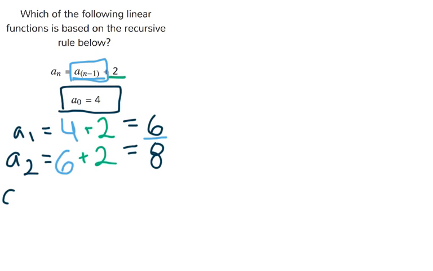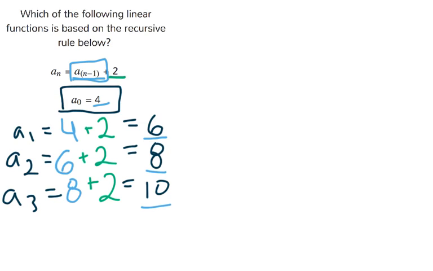Let's go ahead and do another one. A sub 3 equals the previous value, which is 8. And then we're going to add 2 because that's what our rule says to do. And 8 plus 2 equals 10. Okay, so we have a few values here. We have 4, 6, 8, and 10.